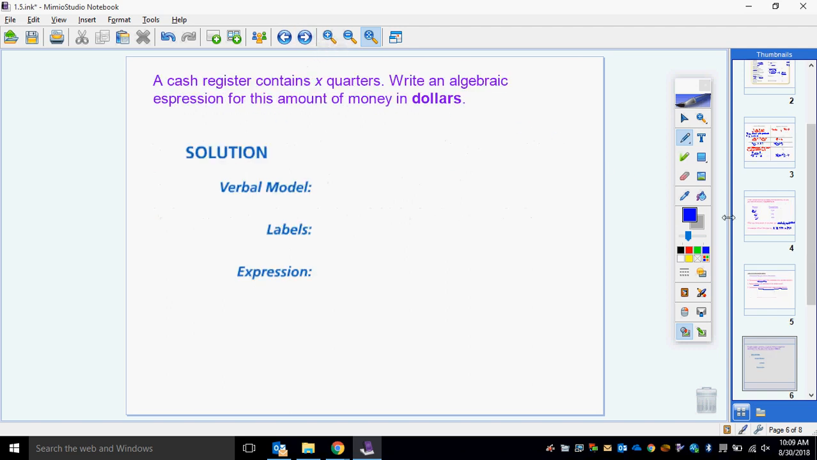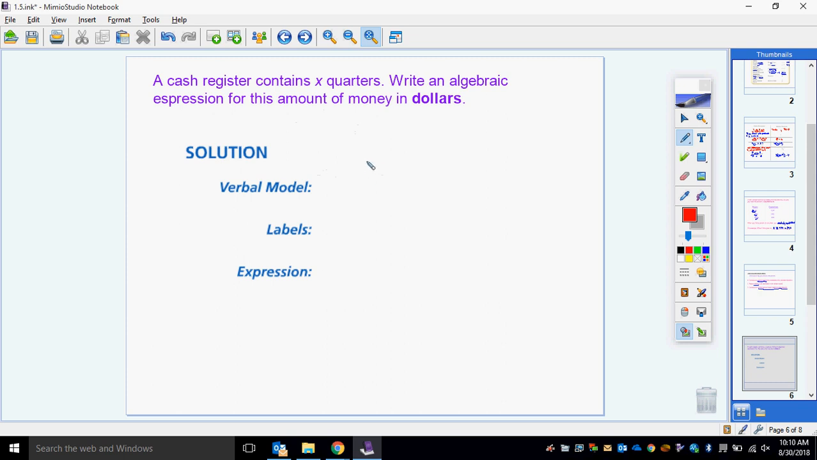So let's start with this guy. A cash register contains X amount of quarters. We don't know how many quarters. It could be 10, it could be 20, 100. Plug in any number, however many quarters the cash register holds. So we don't know. Let's just represent it with X. And we want to write an algebraic expression for this amount of money in dollars. So let's just say we had a bag full of quarters in our cash register. How would I figure out how much money that is?